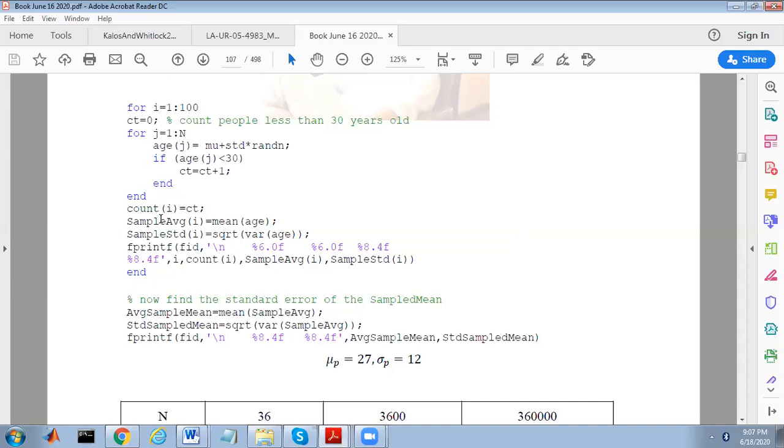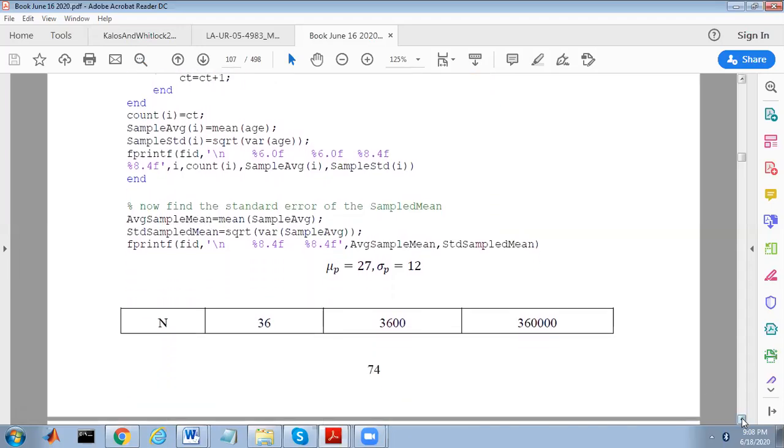So I do this, I get the average of the age of those 36 people. From my first batch, I get a sample average and a sample standard deviation. I store it, I go back to the loop, I do it the second time, the third time, and the 100th time. And when I do that, I get the sample mean average, and I get the sample mean standard deviation. Okay, now this is a fascinating thing I'm going to show you.